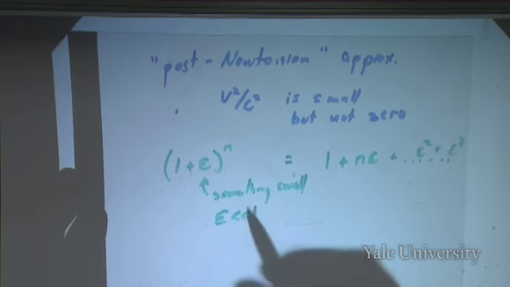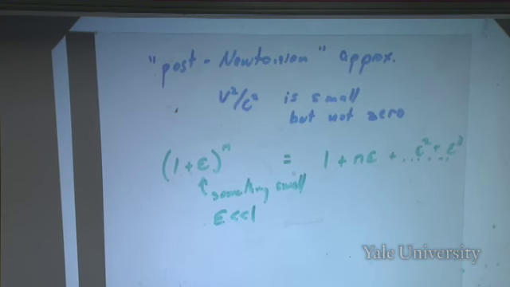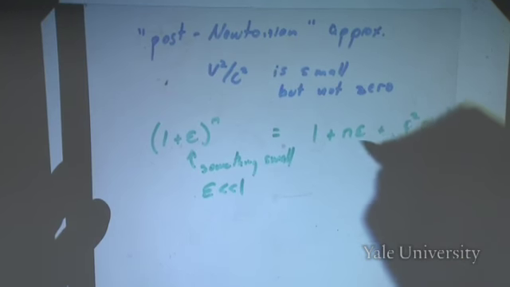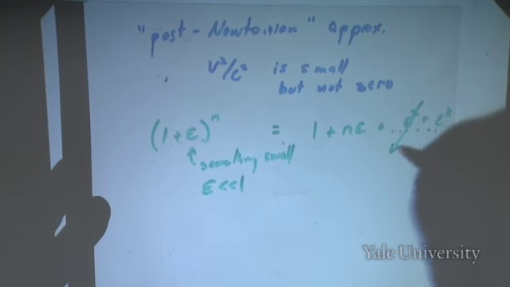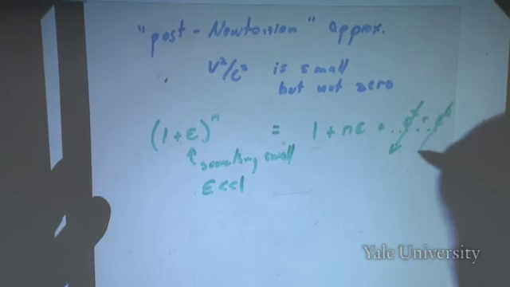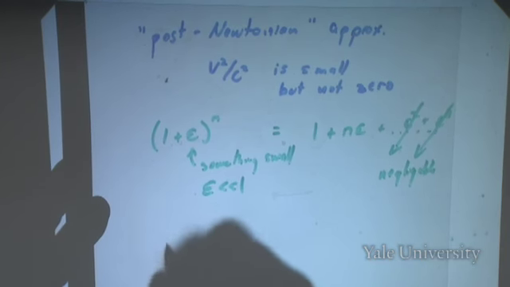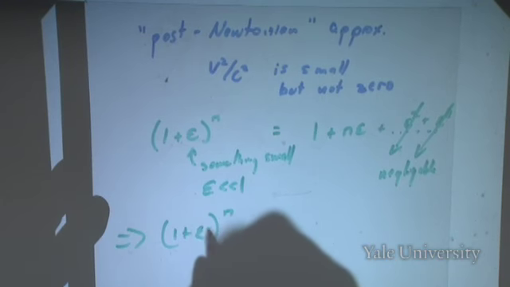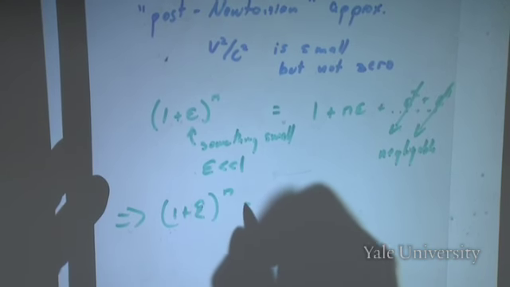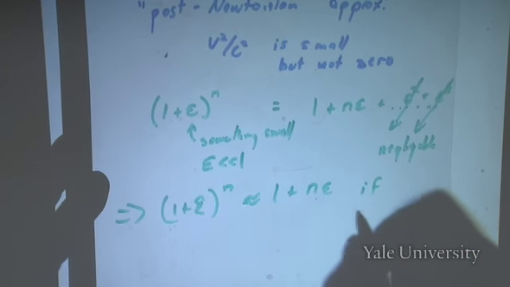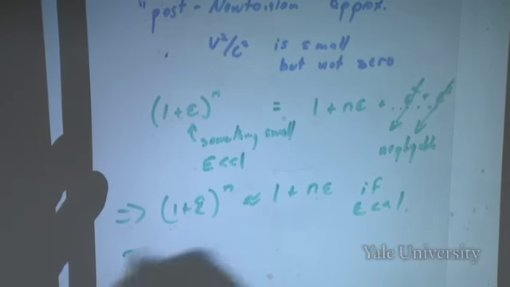But the thing is, if epsilon's small, then epsilon squared is even smaller. So if epsilon's already small, and n times epsilon's pretty small, then epsilon squared is far smaller than that, epsilon cubed yet smaller, and these are negligible. And so the approximation is 1 plus epsilon to the nth power is approximately equal to 1 plus n epsilon if epsilon is much, much less than 1.